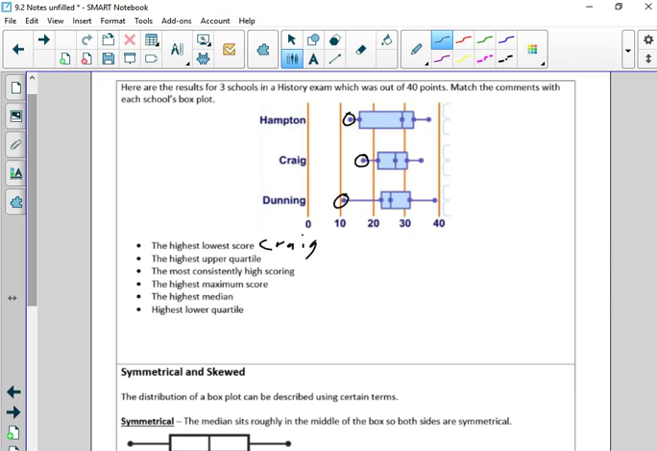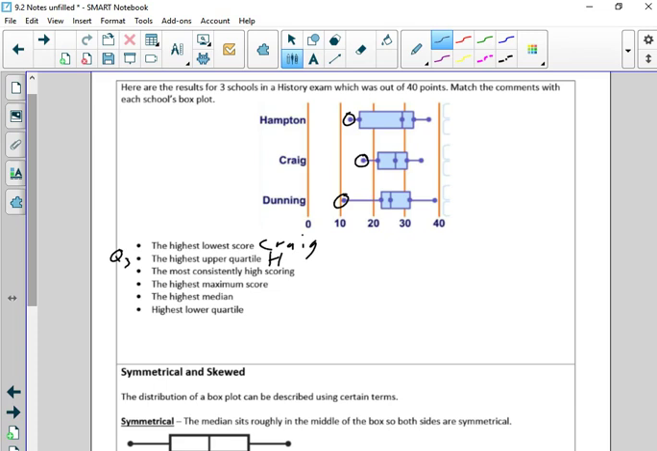Which one had the highest upper quartile? Remember, that's Q3. That's the right side of the box. It's really close. But it's Hampton. We just put an H. It's probably like 32 to 31 or 33 to 32. So it's not by much.